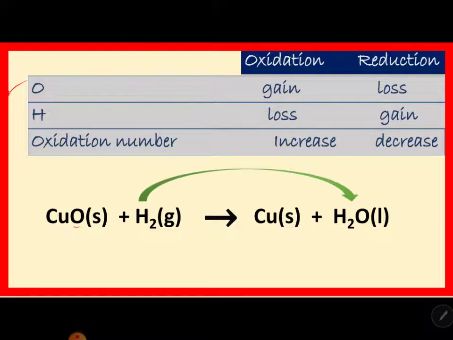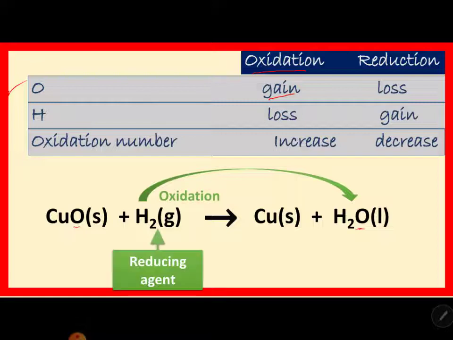Hydrogen is converted to water in this reaction, and during this conversion, hydrogen gains oxygen atom, and gain of oxygen is oxidation. So we can say that hydrogen is oxidized in this reaction and we will label this reactant as reducing agent.